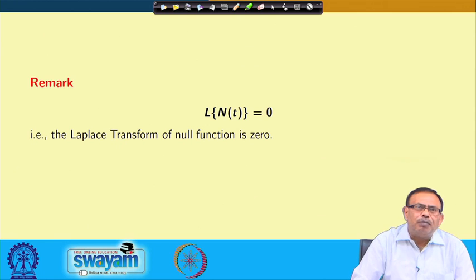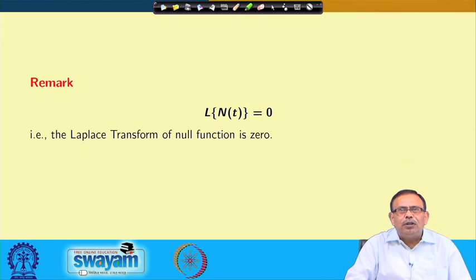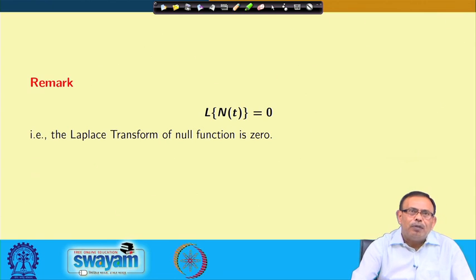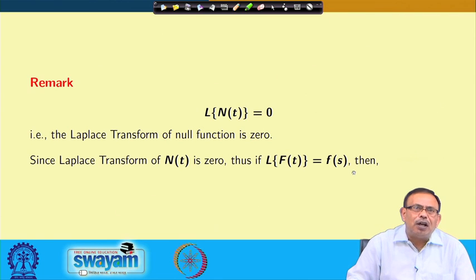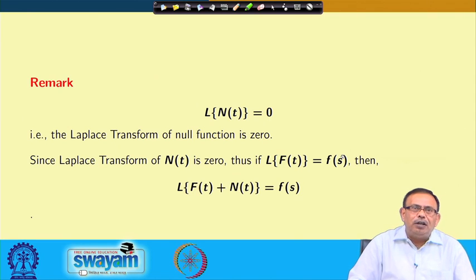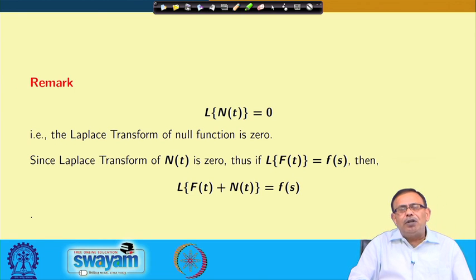And some remarks: the Laplace transform of a null function is always 0, because if you try to calculate it, it will become 0. And since the Laplace transform of a null function is 0, and if the Laplace transform of f(t) equals, say, F(s), in that case I can write down the Laplace transform of f(t) plus n(t) is equal to F(s). So, please note this one.